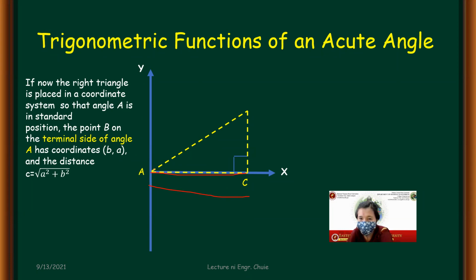When we say standard position, from the last lecture, lecture 2, that is an angle that is measured coming from the positive x-axis, or the angle that starts on this positive axis. So the point B, we have point B.